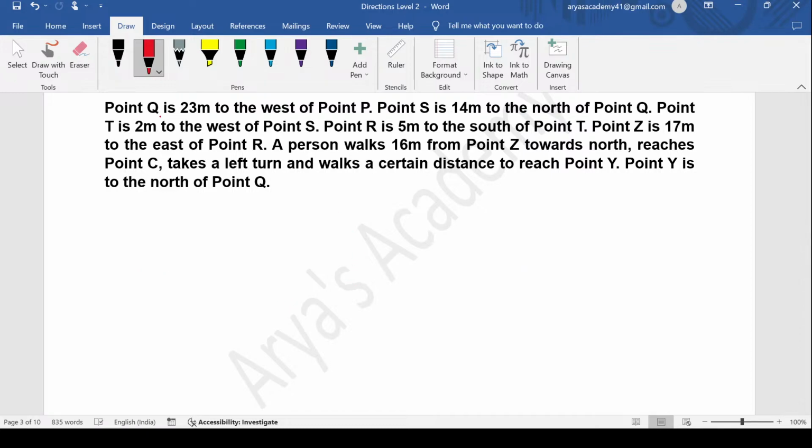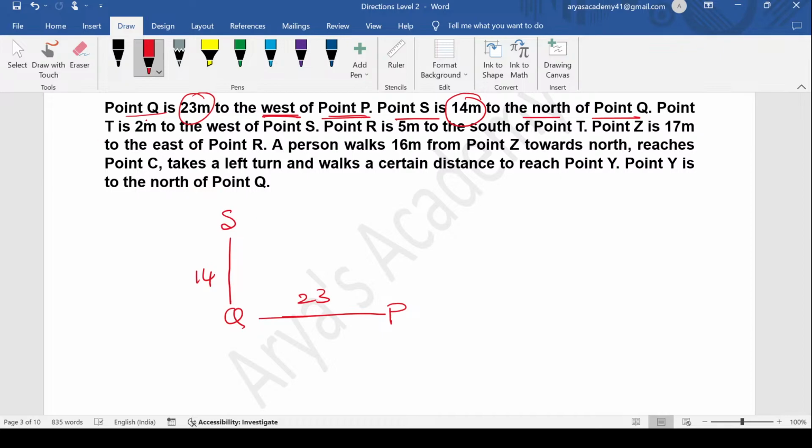See, point Q, they are stating that point Q is at a distance of 23 meters and towards the west direction from point P. So I am assuming point P to be here. If I move towards west and that too for how much? 23 meters, I will arrive at point Q, right? Then point S is 14 meters and towards the north from point Q. So if I move north from point Q and that too for how many meters? 14 meters, then I will actually arrive at another point which is named the point S, right?